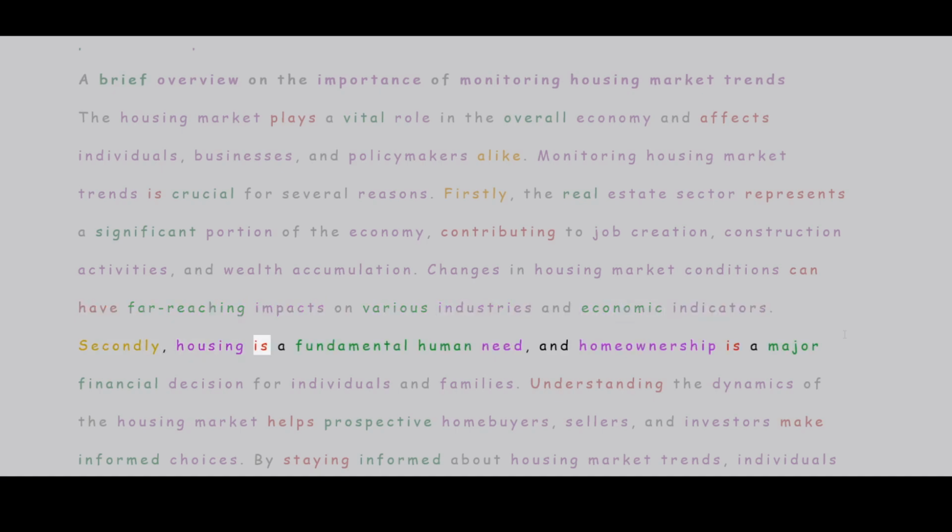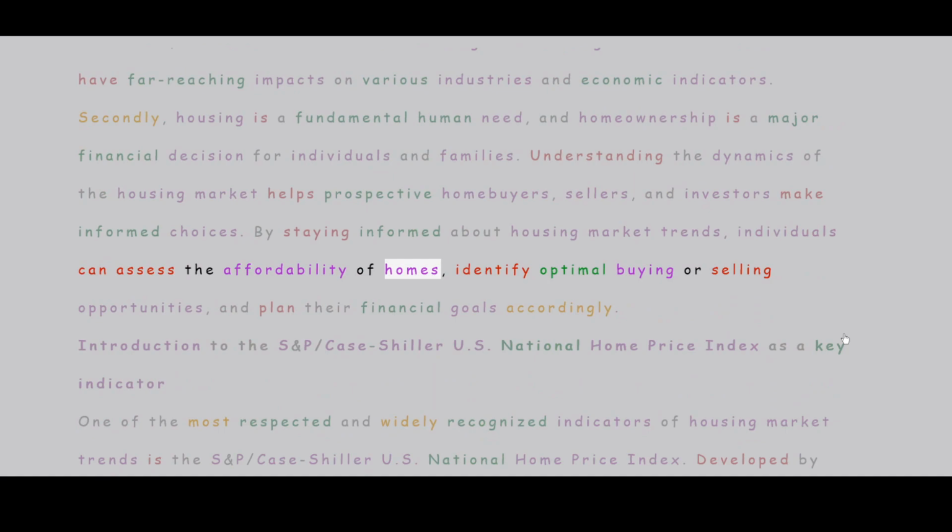Secondly, housing is a fundamental human need, and homeownership is a major financial decision for individuals and families. Understanding the dynamics of the housing market helps prospective homebuyers, sellers, and investors make informed choices. By staying informed about housing market trends, individuals can assess the affordability of homes, identify optimal buying or selling opportunities, and plan their financial goals accordingly.